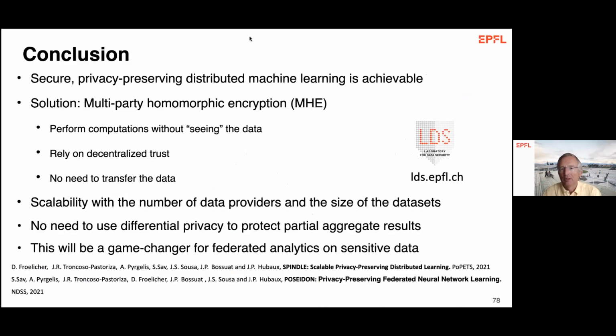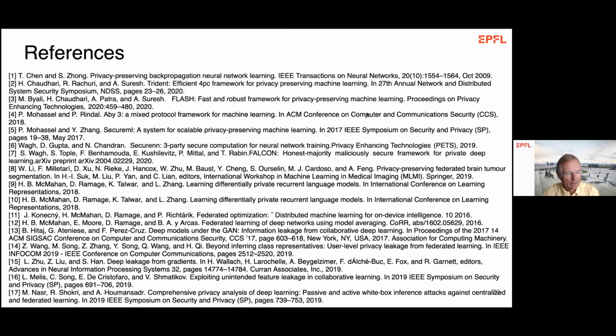Let me conclude. It's 2 p.m., so with almost Swiss punctuality, I'll wrap up at this stage. What we have seen is that secure, privacy-preserving distributed machine learning is achievable, and it is going to happen. I've shown here some of the work that we have done in the lab, but I'm also providing a number of references that are in the coming slides, as you can see.